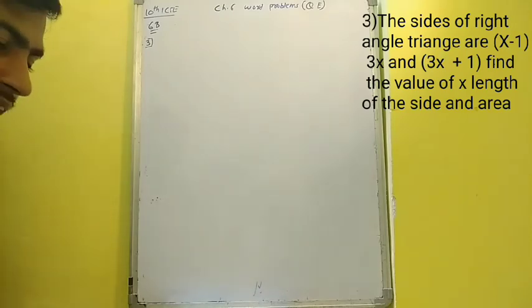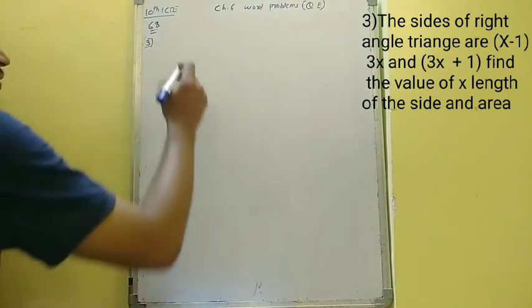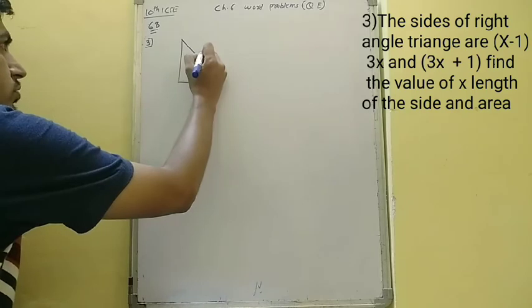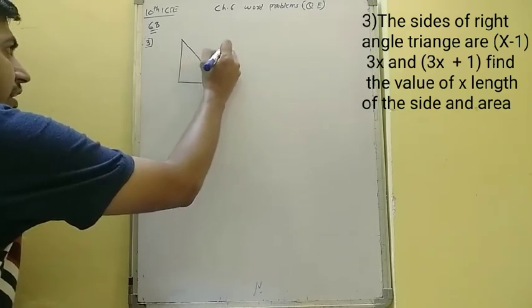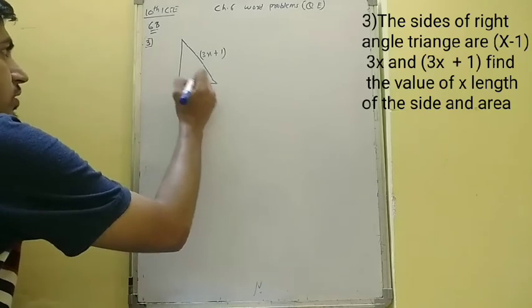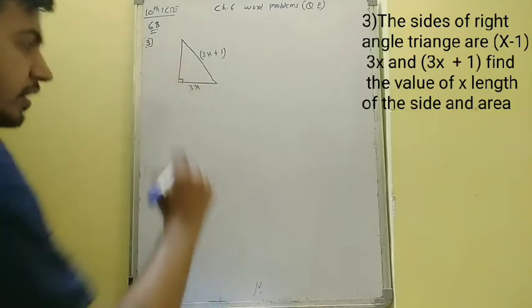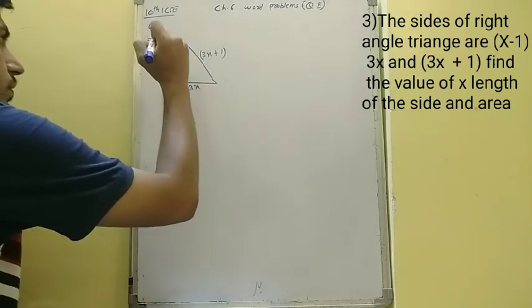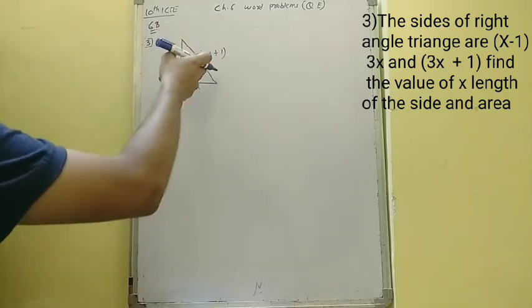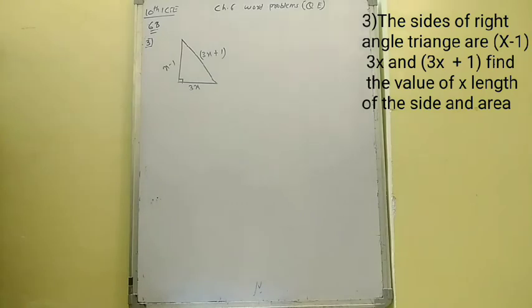The sides of the right angle triangle are x minus 1, 3x and 3x plus 1. So, according to this information, 3x plus 1 is the longest side. So, we will take that as a hypotenuse, 3x, and the other is x minus 1. Okay. Now, we need to find the sides as it is a right angle triangle. We can use Pythagoras theorem.